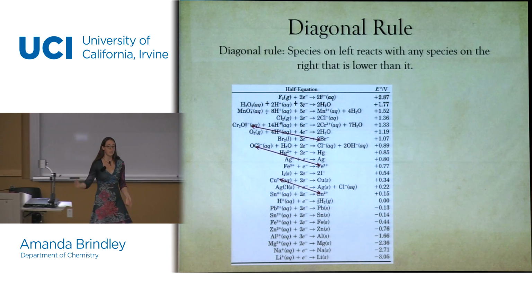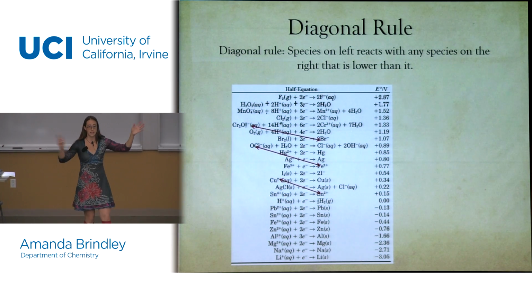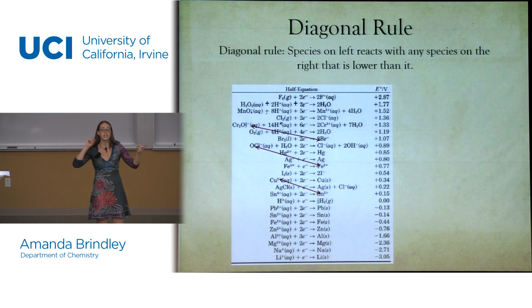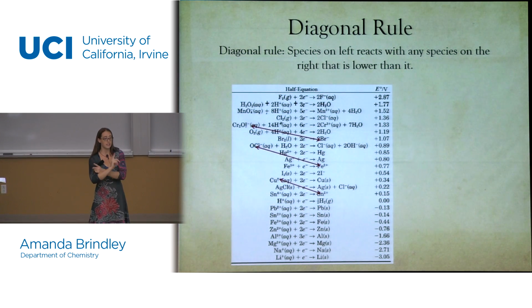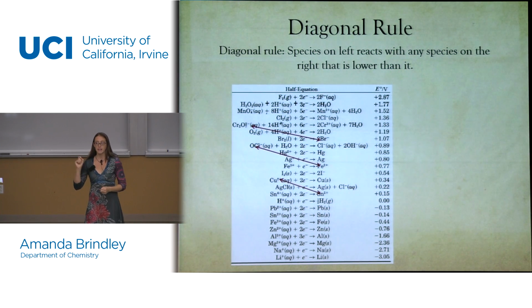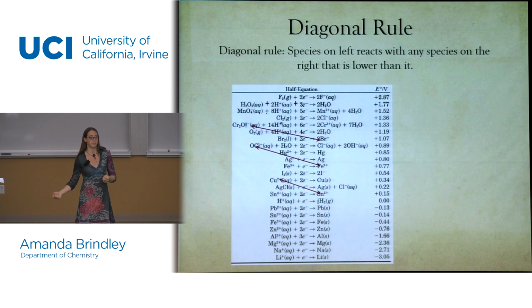You're saying, why does it always have to be on the other side? Why does one of the reactants have to react with the other one's product? Well, don't forget, you always have to have one being oxidized and one being reduced. So one of the half reactions has to flip.